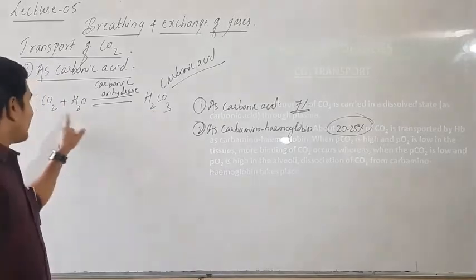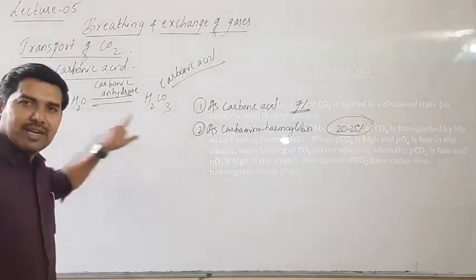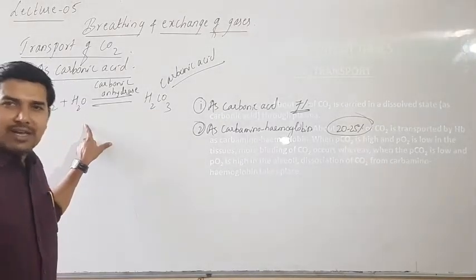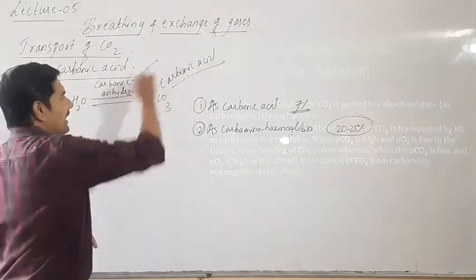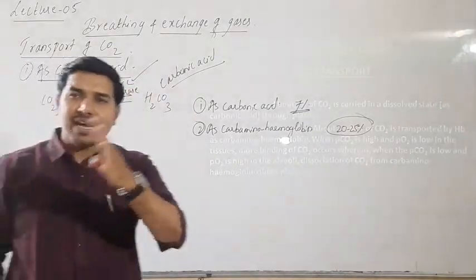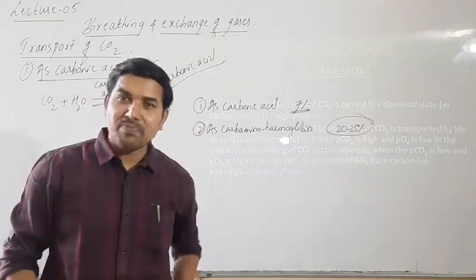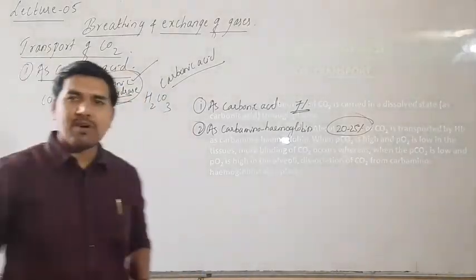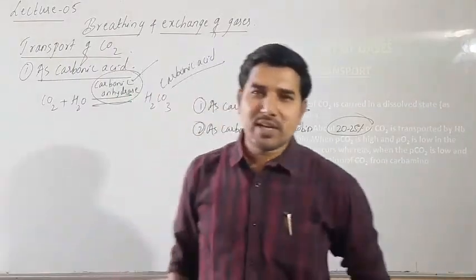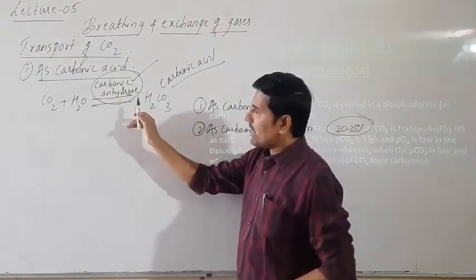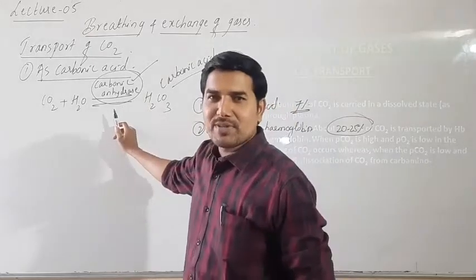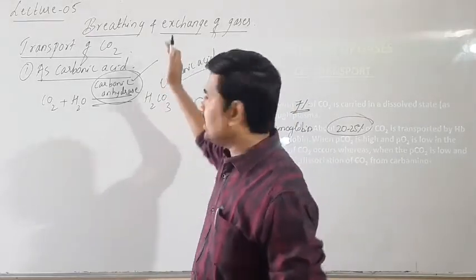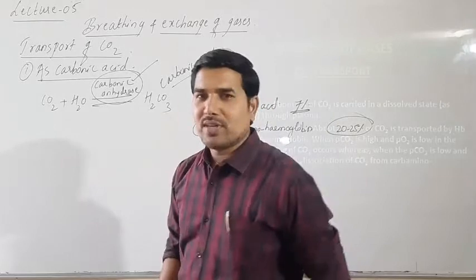Then this association occurs in the tissues and the reverse dissociation occurs in the lungs with the help of the same enzyme called as a carbonic anhydrase. Remember this enzyme. This enzyme is most important. Name the enzyme that helps in formation of a carbonic acid. It is a carbonic anhydrase. Carbonic anhydrase is the enzyme that helps in formation of carbonic acid. This is in tissues.